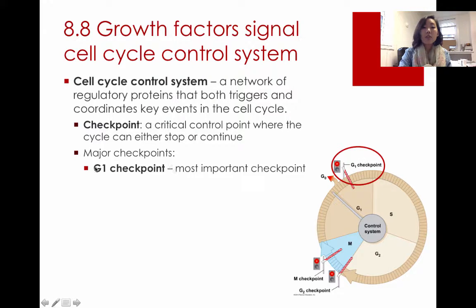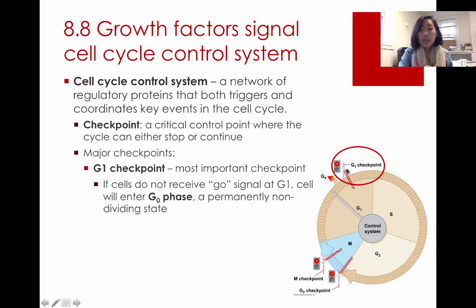The most important checkpoint is the G1 checkpoint. This happens during the G1 phase, which is just when the cell is growing, before DNA has been replicated. When the cell hits this checkpoint and decides not to continue forward, it actually goes into something called the G0 phase. The G0 phase is a permanently non-dividing state, so the cell will never go on to divide. If it does pass the G1 checkpoint, it will go on to the other checkpoints. There's one at the G2 checkpoint, which is at the end of G2 phase. And then there's one called the M checkpoint, which is kind of in the middle of mitosis.